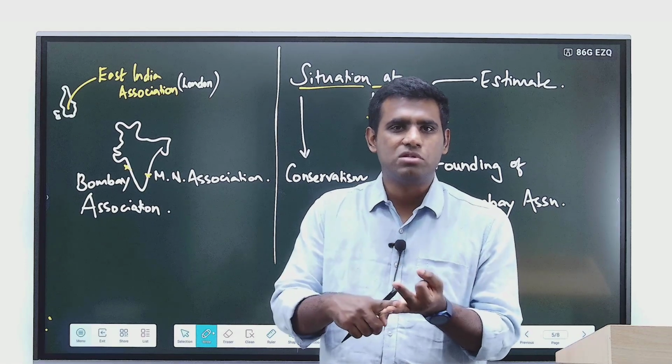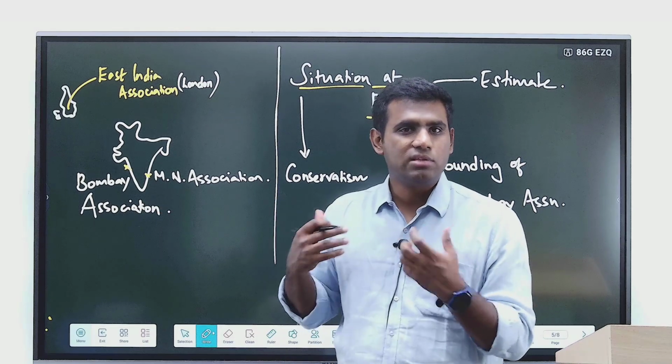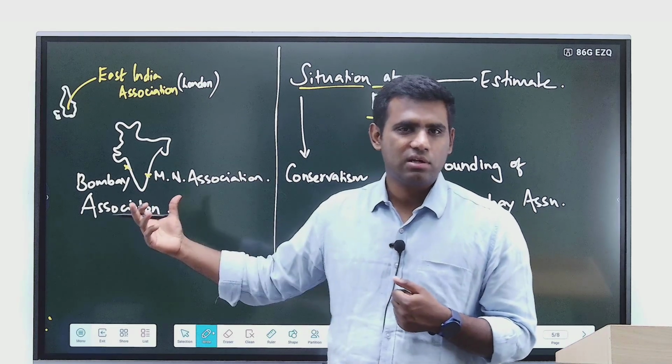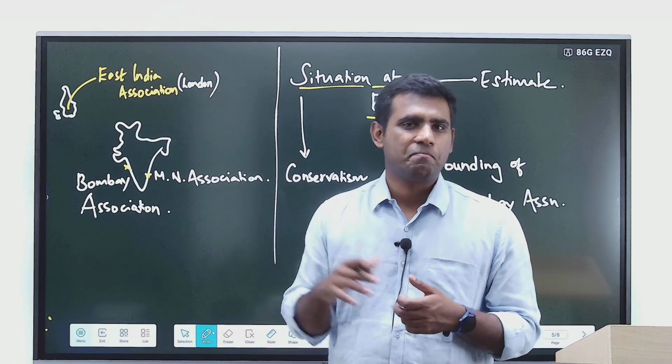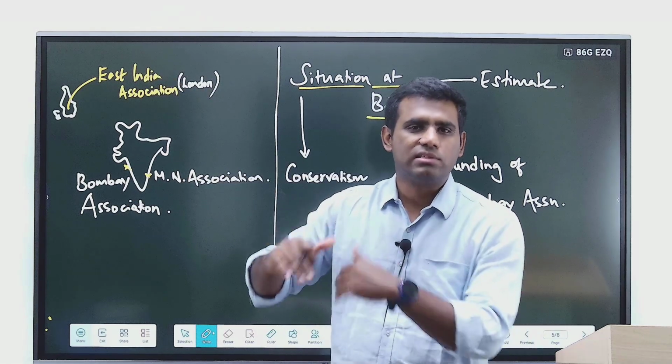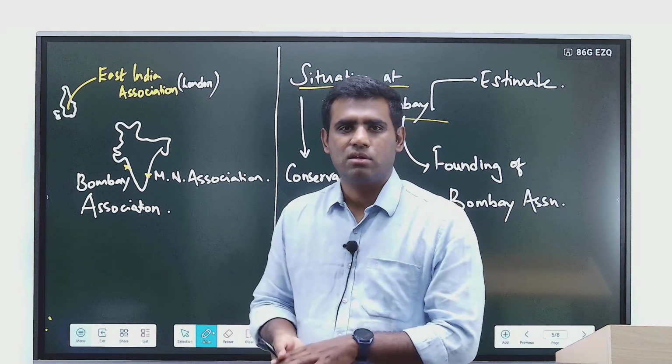Telang, Badruddin Tyabji, who have now come here, see the Bombay Association and feel very disillusioned with its activities. They feel that it's not as active as the Bengal bodies are, right? So that's why they will form the next generation of bodies in the next phase. We'll get to see what that is, all right?